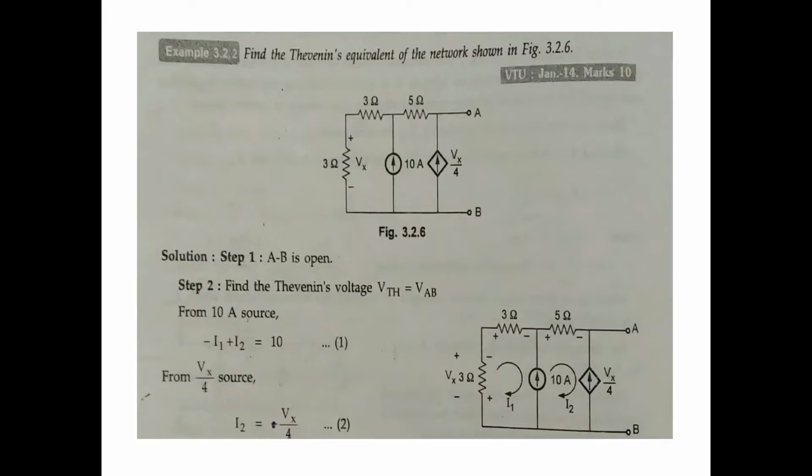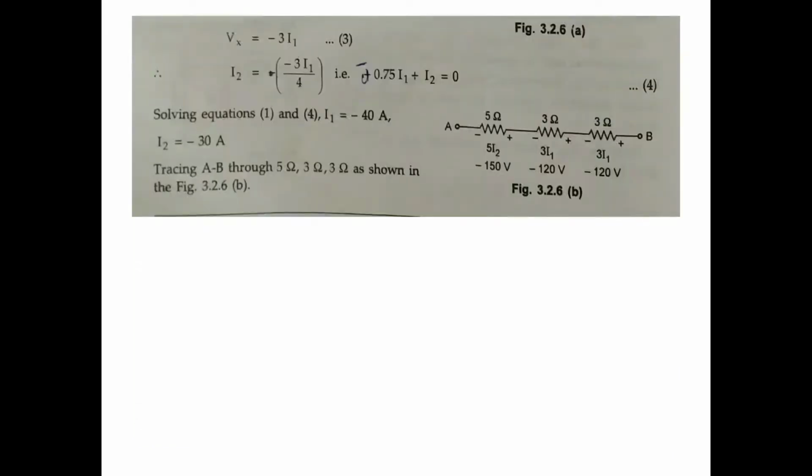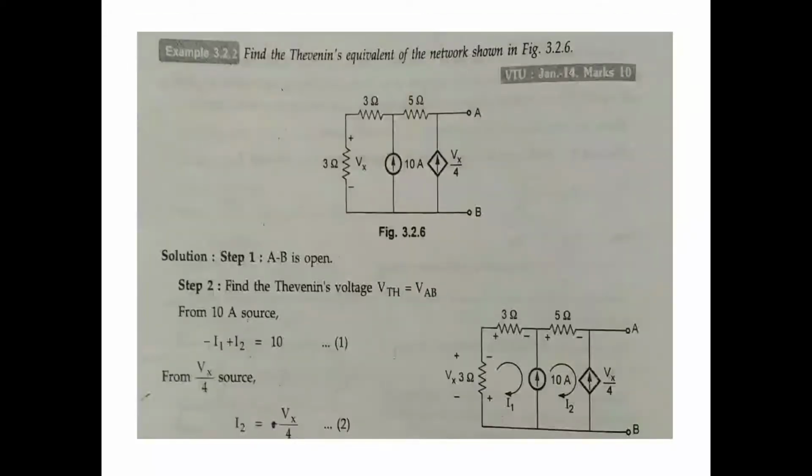Now the drop across AB, tracing through 5 ohm, 5 ohm, 3 ohm, 3 ohm, minus plus, again minus plus, same direction: 5I2, 3I1, 3I1. What is the I2 value? Minus 30. 5 into minus 30 is minus 150. 3 into minus 40 is minus 120, and again 3 into minus 40 is minus 120.